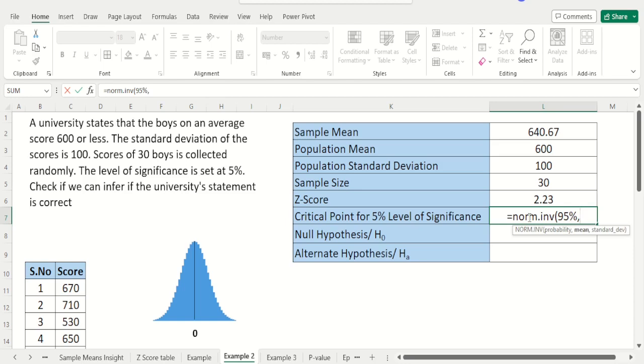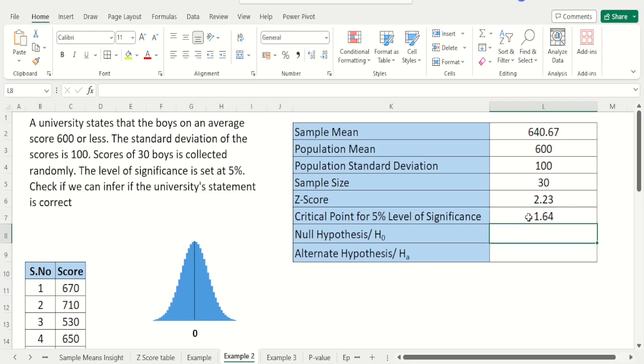95%, remember that we are dealing with a normal distribution. A standard normal distribution has a mean of 0 and the standard deviation is 1. If you utilize this, it gives you the critical point for the 5% level of significance as 1.64. Okay.